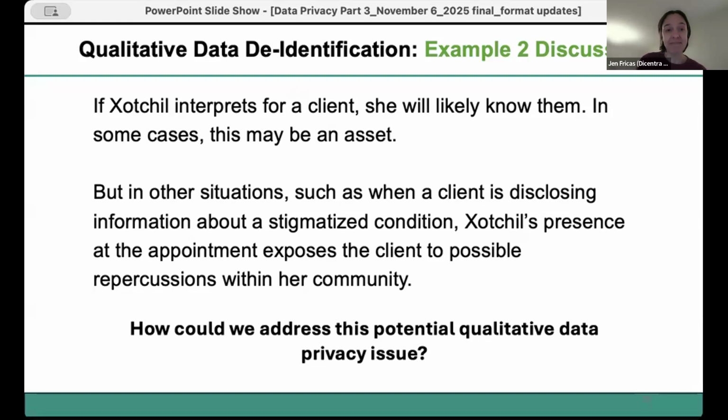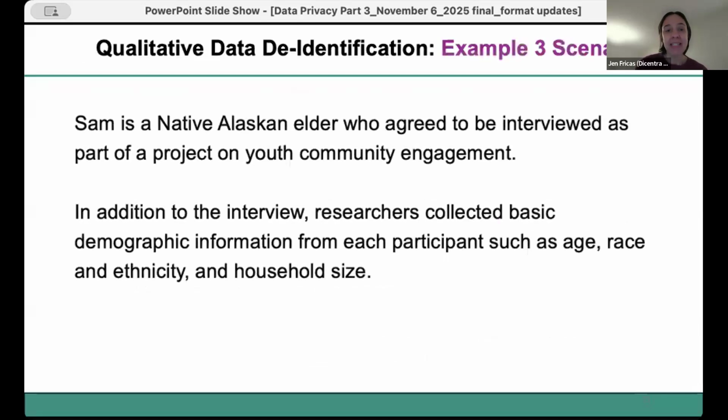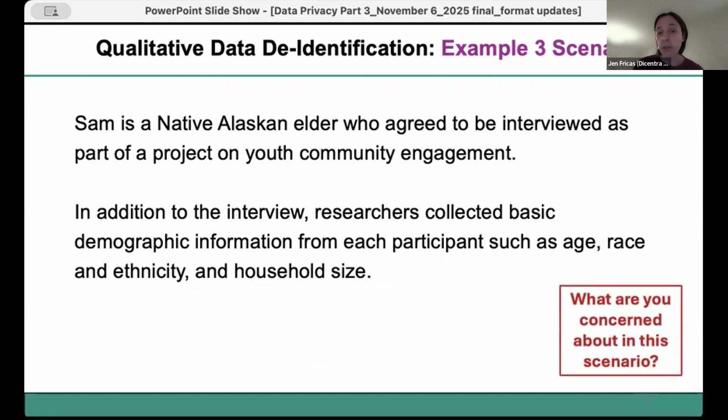Okay, last scenario. Sam is a Native Alaskan elder who agreed to be interviewed as part of a project on youth community engagement. In addition to the interview, researchers collected basic demographic information from each participant, such as age, race and ethnicity, and household size. So, what are you concerned about in terms of data privacy for Sam?